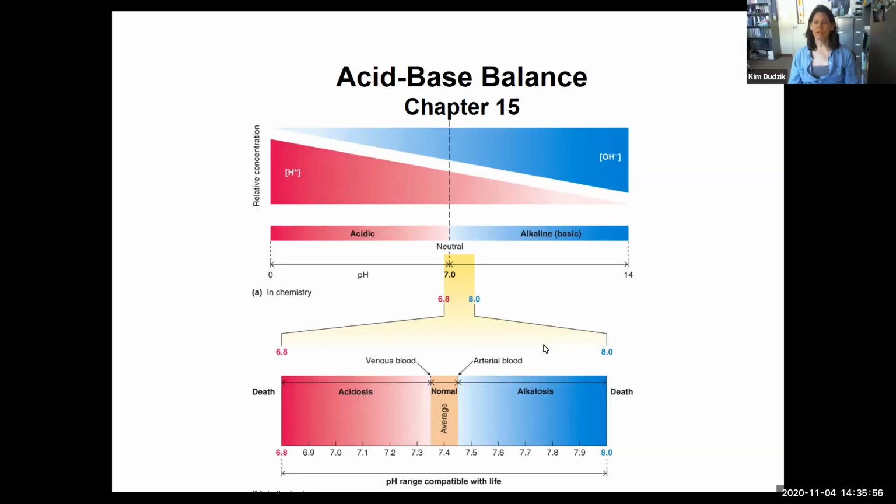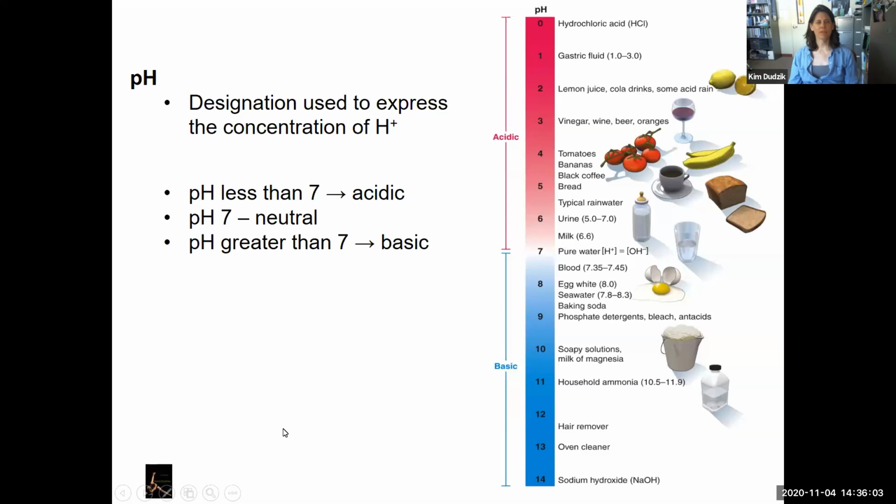Everybody, welcome. Today's lecture is about acid-base balance. Okay, so this has to do with the pH in your body. Remember that pH is something that is homeostatically controlled. So we're going to look today at how we control the pH within our body.